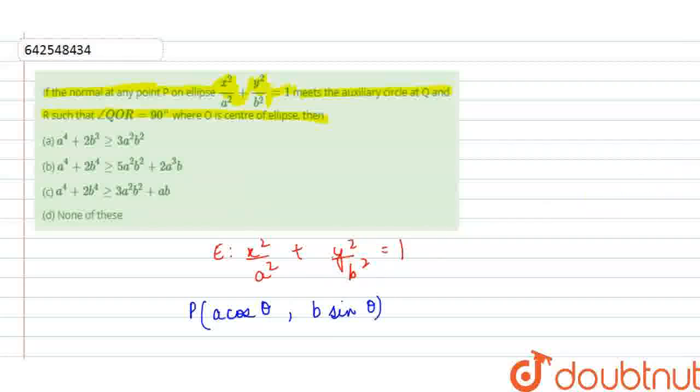So now we are given the equation of the ellipse, that is x square upon a square plus y square upon b square is equal to 1. It is also given that the normal at any point P on the ellipse. So I'm writing down the parameter, let P be any parametric point. I'm writing down its coordinates, that would be a cos theta and b sin theta. Basically these are the parametric points.